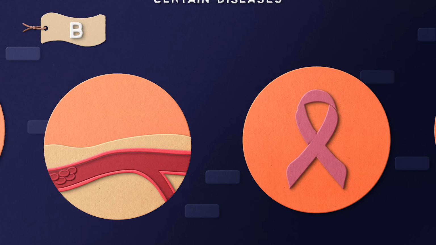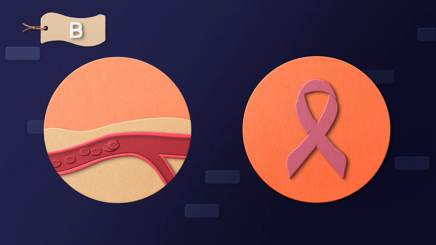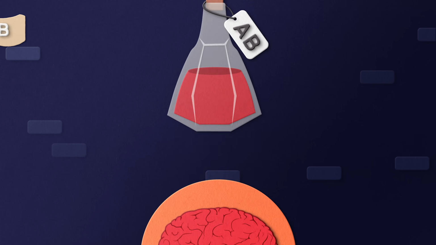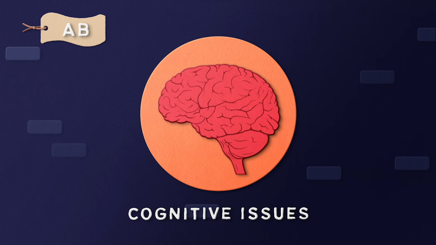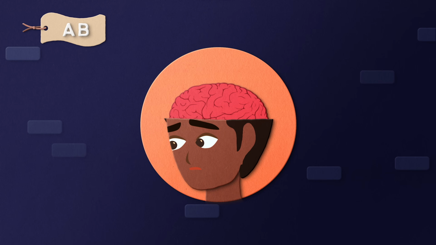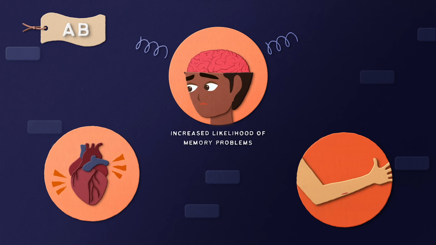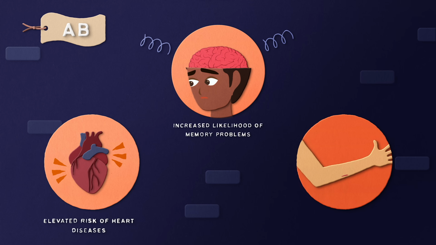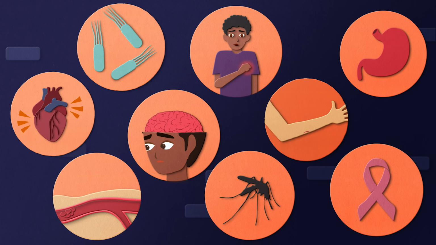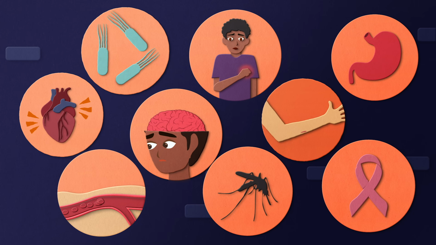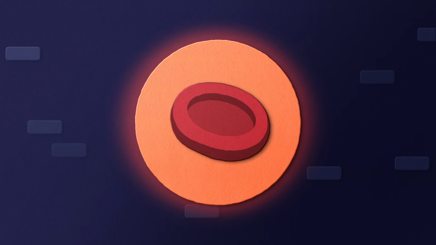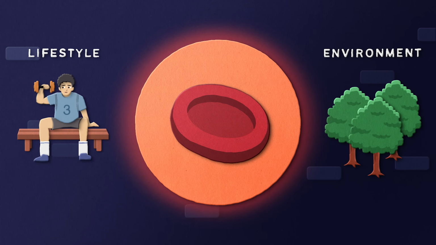Some studies suggest that individuals with type B blood have a greater likelihood of developing blood clots and some types of cancer. Those with type AB blood can have an increased risk of cognitive issues. Studies have linked this blood type to an increased likelihood of memory problems later in life. Additionally, type AB is associated with an elevated risk of heart diseases and blood clotting issues. These associations, however, are not definitive and can be influenced by various other factors, including lifestyle and environmental conditions.